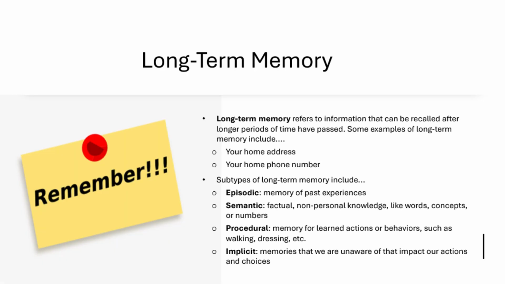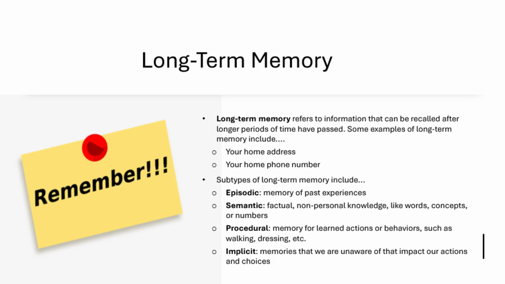Long-term memory has a much larger capacity and refers to information that can be recalled after longer periods of time have passed. Some examples of this type of memory include your home address, your home phone number, or where you attended elementary school, for example. There are a few subtypes of long-term memory that work together. These include episodic, semantic, procedural, and implicit memory.